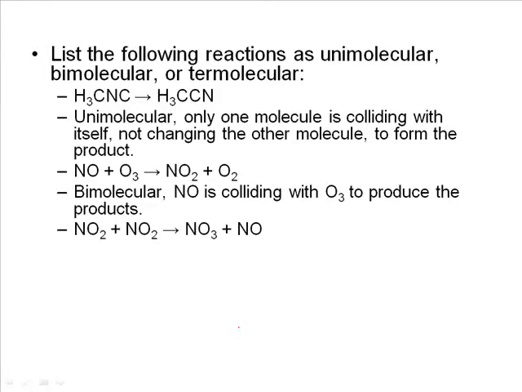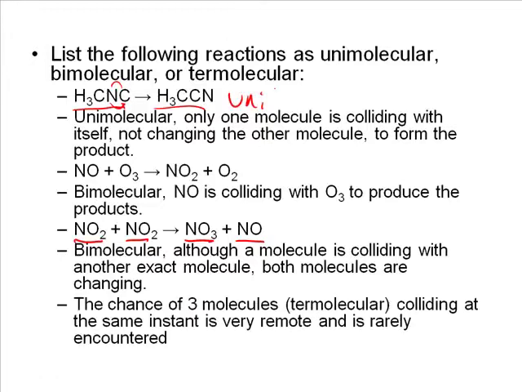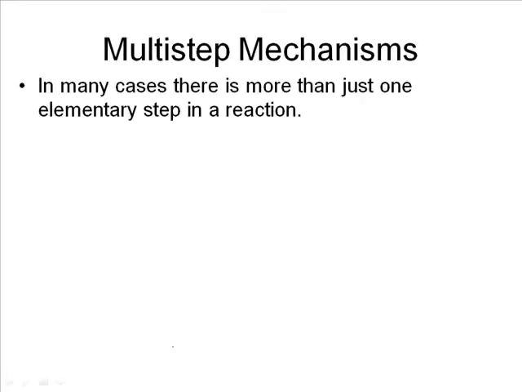In this case, you've got NO2 reacting with NO2 to become NO3 and NO. That would also be bimolecular. Although it is one type of molecule, notice that you're ending up with two different products, so both of these molecules are changing. Whereas up here, these weren't really colliding with each other; the C and the N are just changing places. The C's going here, the N's going there. This is still unimolecular. And like I said, the chance of three molecules colliding at the exact same instant is very remote, and I've never seen that happen.